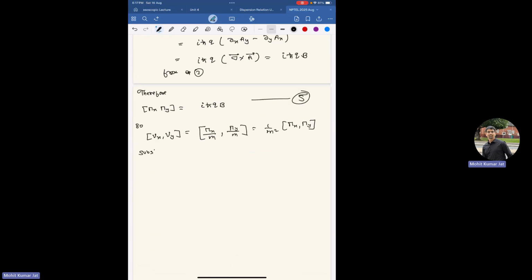Substituting 5, right? What you will get? The commutation of vx and vy will be i h bar q B by m squared. In our case, q is equal to minus e. One electron charge is there, right? And we know the electron charge is minus e. So minus i h bar eB by m squared. And we know that eB by m is nothing but omega c. So minus i h bar omega c by m.